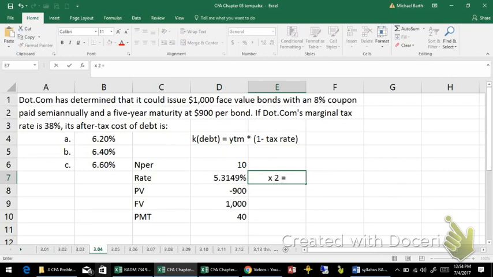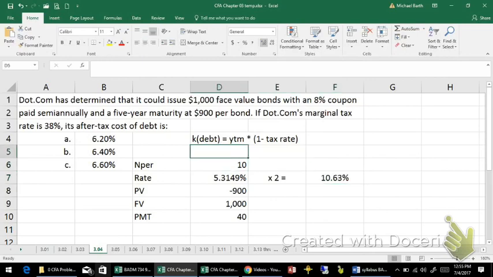To convert that to the annual yield to maturity, that's 5.3149 times 2, and that's my annualized yield to maturity. And yield to maturity is stated on an annual basis anyway.